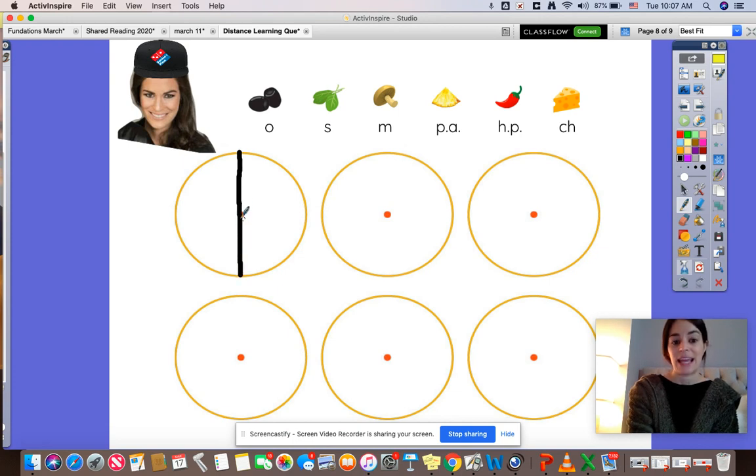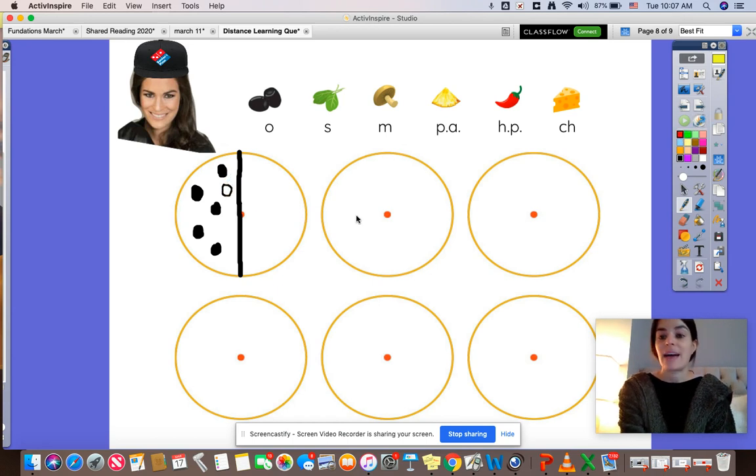It seems like that dot in the middle really helped me make sure I have 2 equal parts. Now I'm going to make half olive. So what I want you to do when you do this is I want you to draw, and I want you to label with the letter. So I'm going to label with O for olive, and half hot pepper. And I'm going to label HP for hot pepper.